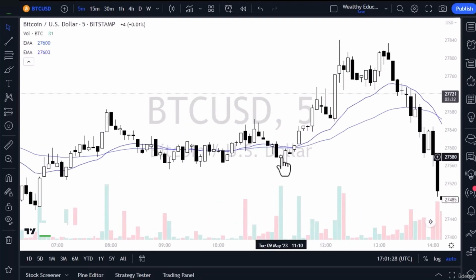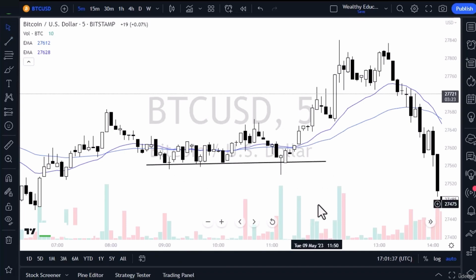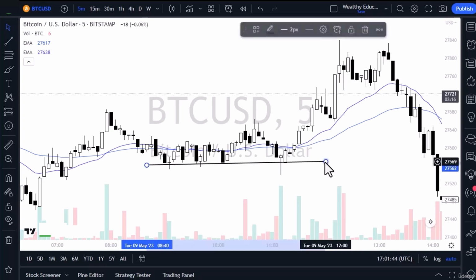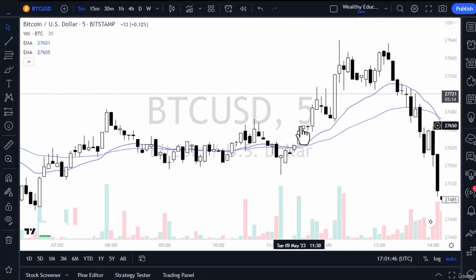Like this hammer here. Notice it's a white body. It could be white or black, doesn't really matter. But notice how it forms right there at support. Break above it, you've got your stop loss underneath it, you have nice volume. It's a sign that we are, in fact, going to go higher.